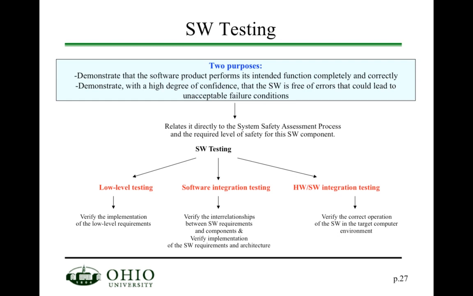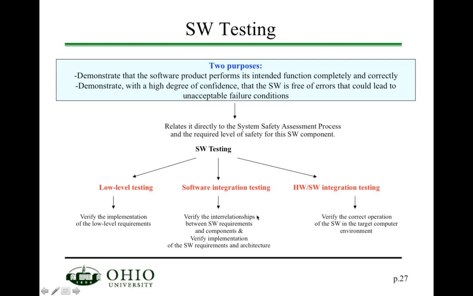If you look at DO-178C, it establishes three software testing activities. The first one is low-level testing. In this case, you try to verify that all the low-level requirements have been implemented correctly. The second item is software integration testing.